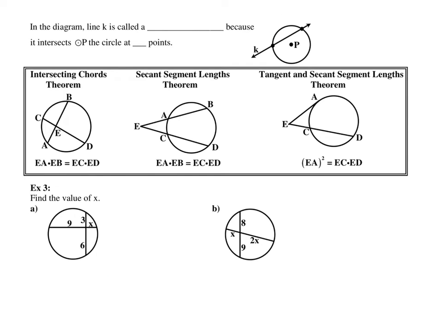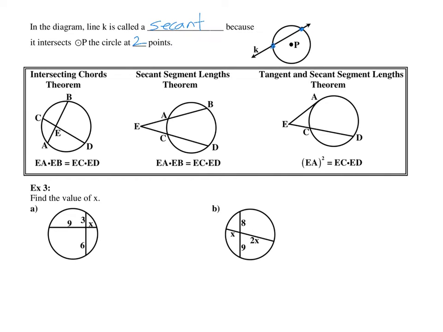All right, in the diagram, line K is called a secant because it intersects circle P at 2 points. All right, here's the 2 points where the line K intersects the circle P.